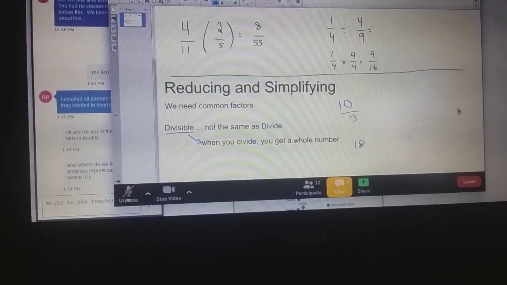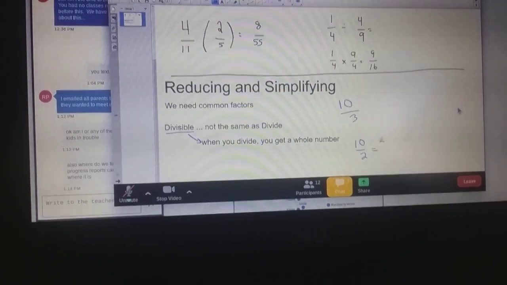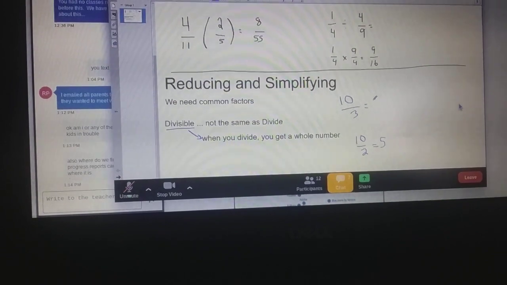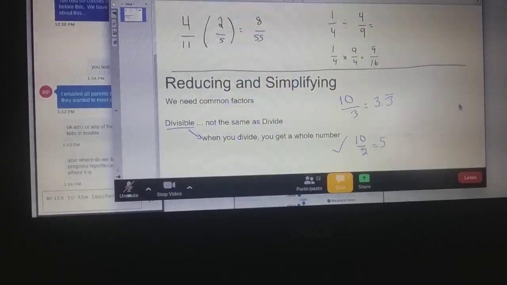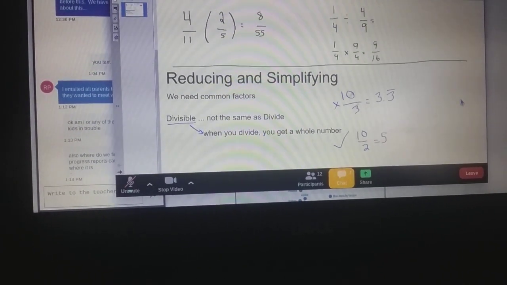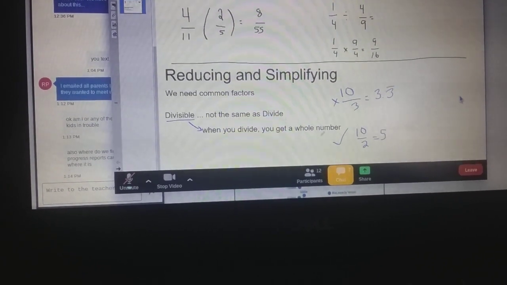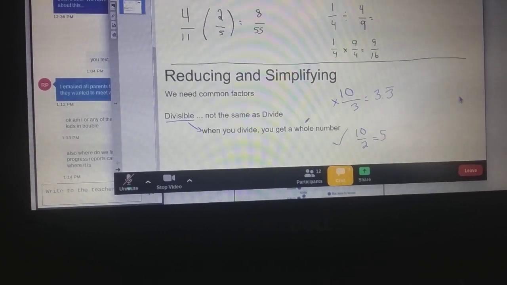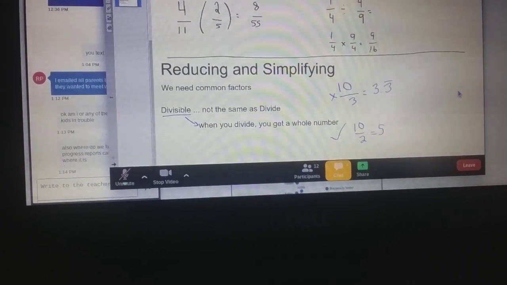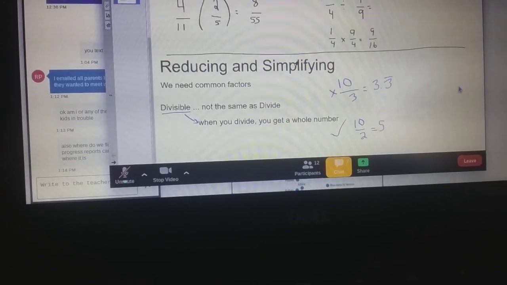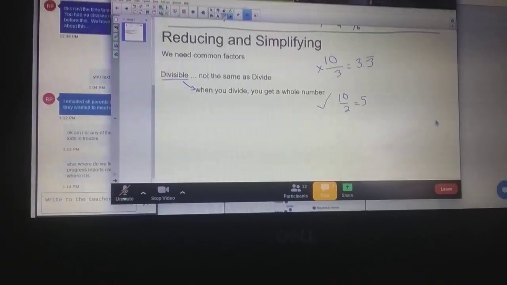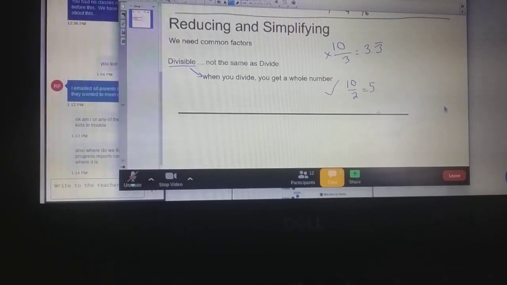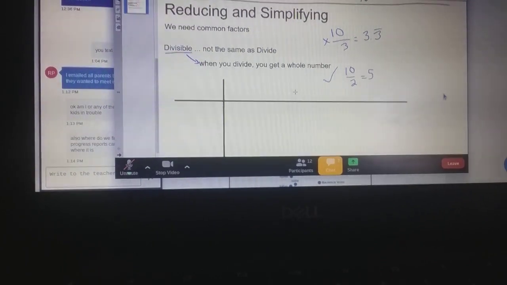So 10 is divisible by 2 because we get a whole number. Here we get a 3 with a repeating 3. So this is divisible by 2. It is not divisible by 3. Yet you can still divide them by 3 and by 2. Okay? So we're talking about divisibility here. When we're reducing and simplifying, we have to end up with a whole number or an integer. But basically, we need to have a whole number. And there are some things that you can do to know this is true.